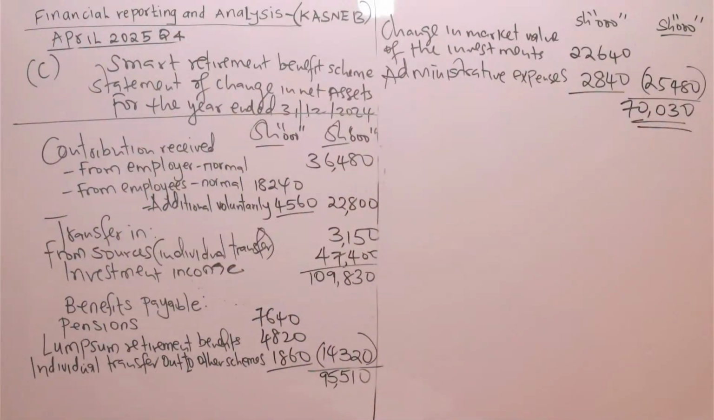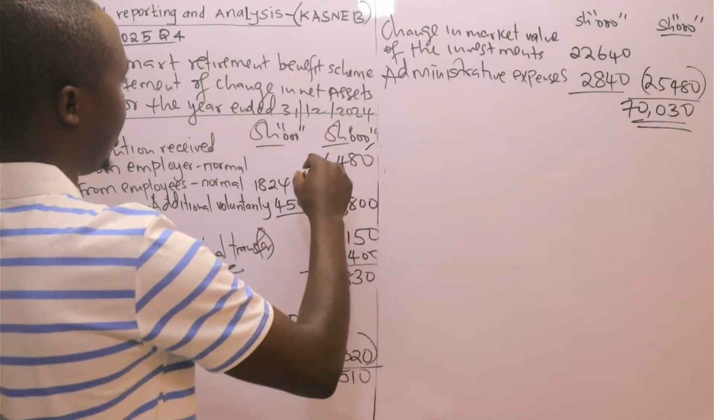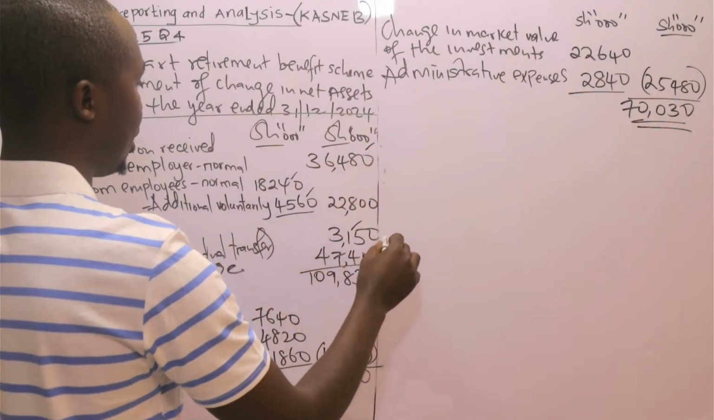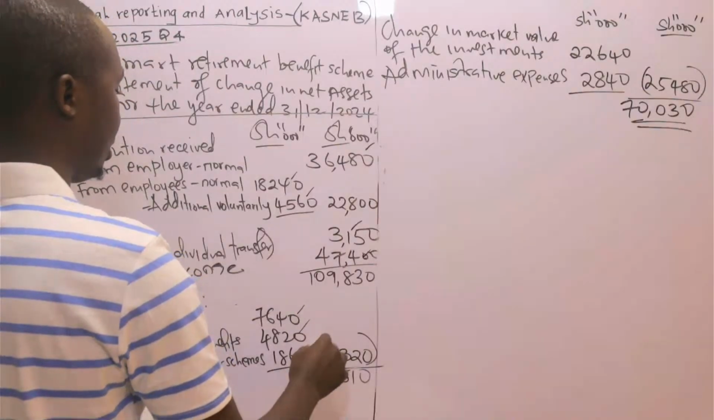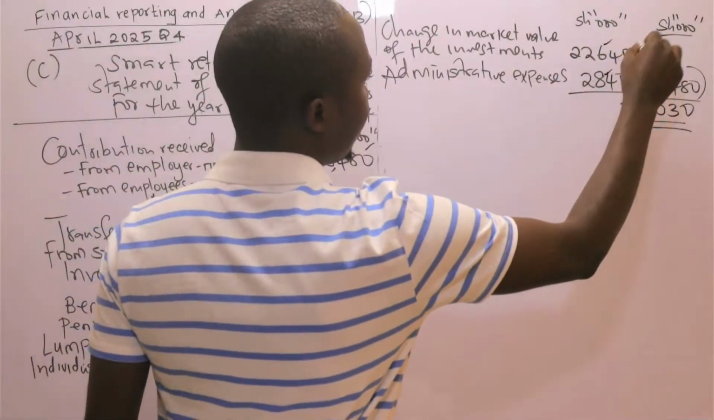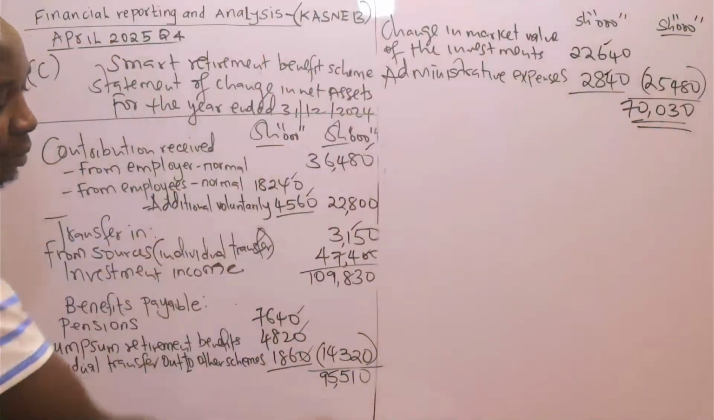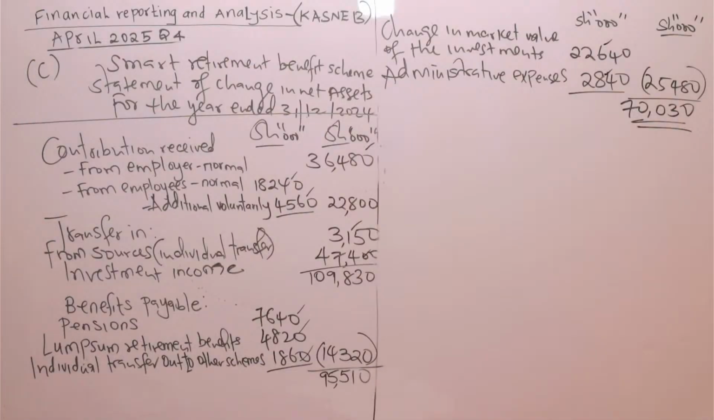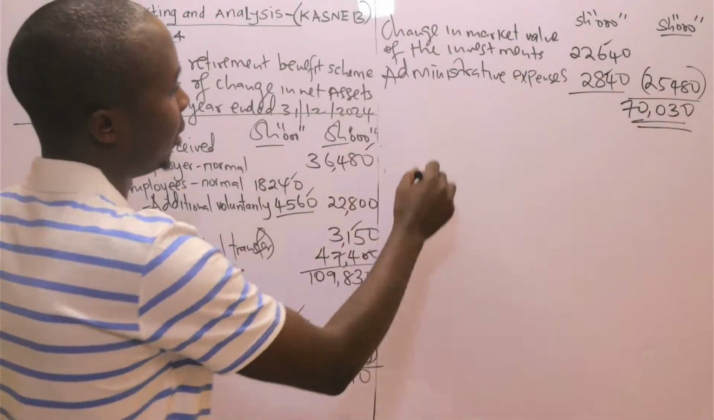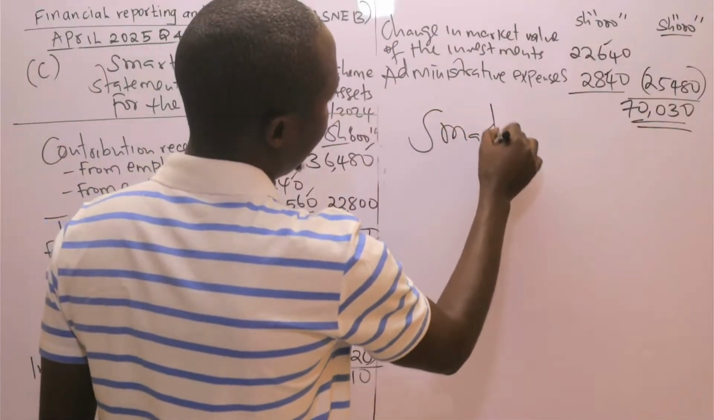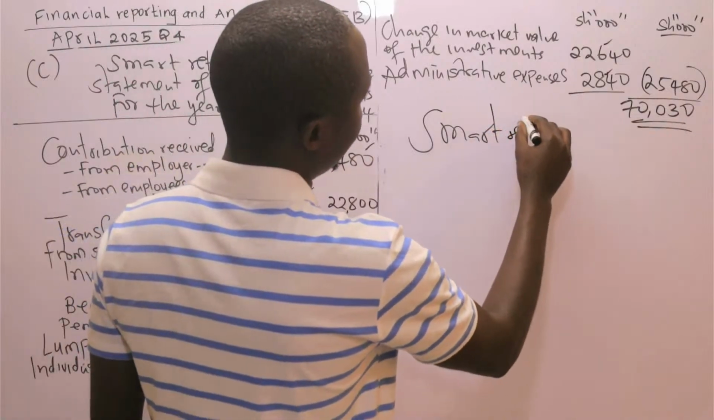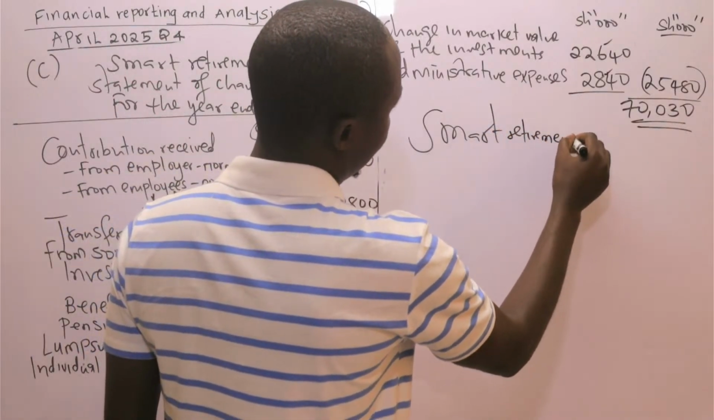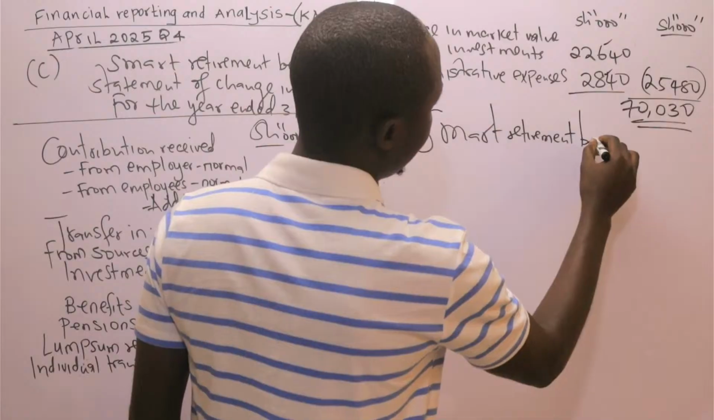So that is 5 marks, N5. Out of the 10, N5, you get your 10 marks. Then go ahead and say Smart Retirement Benefit Scheme.